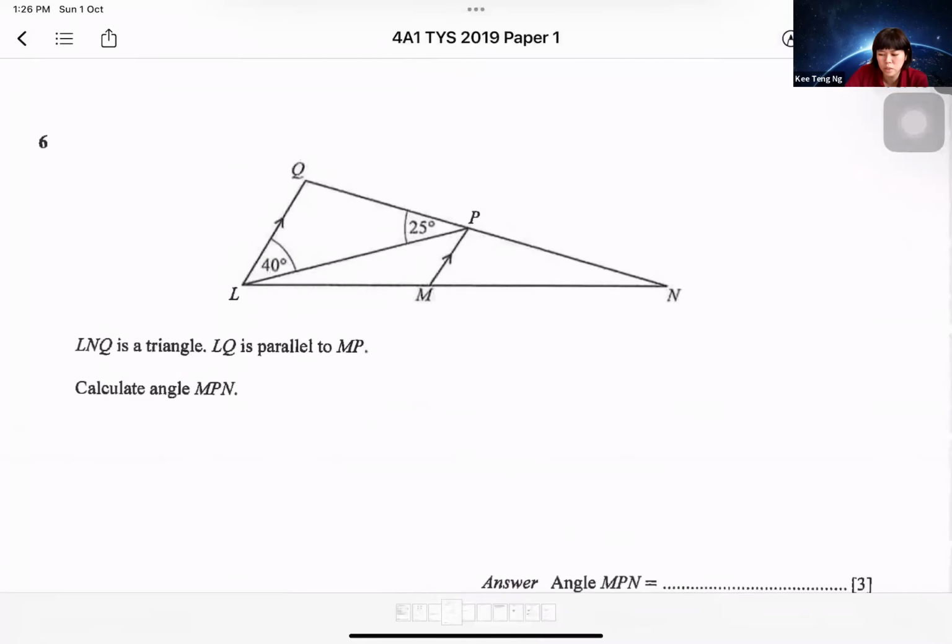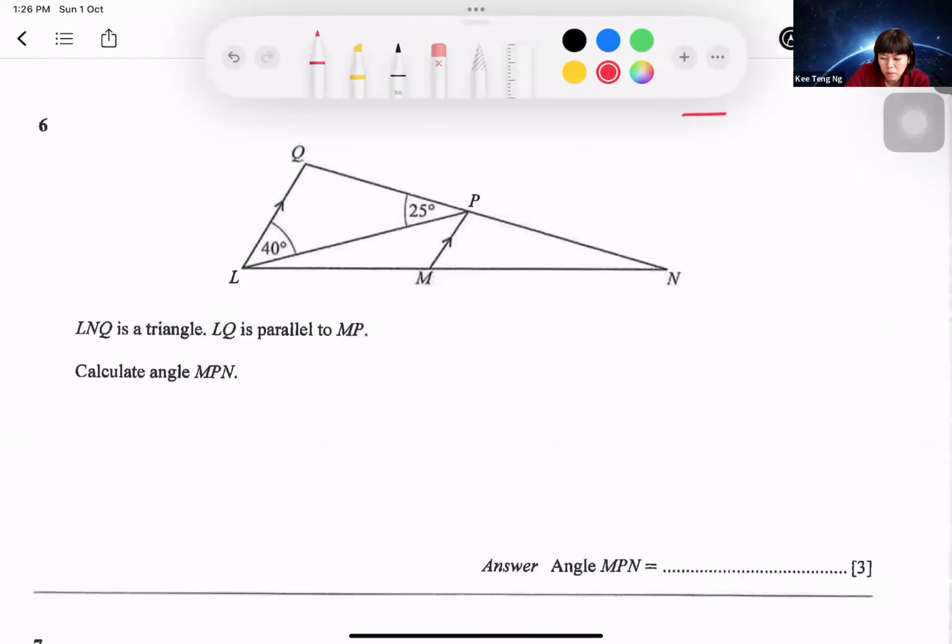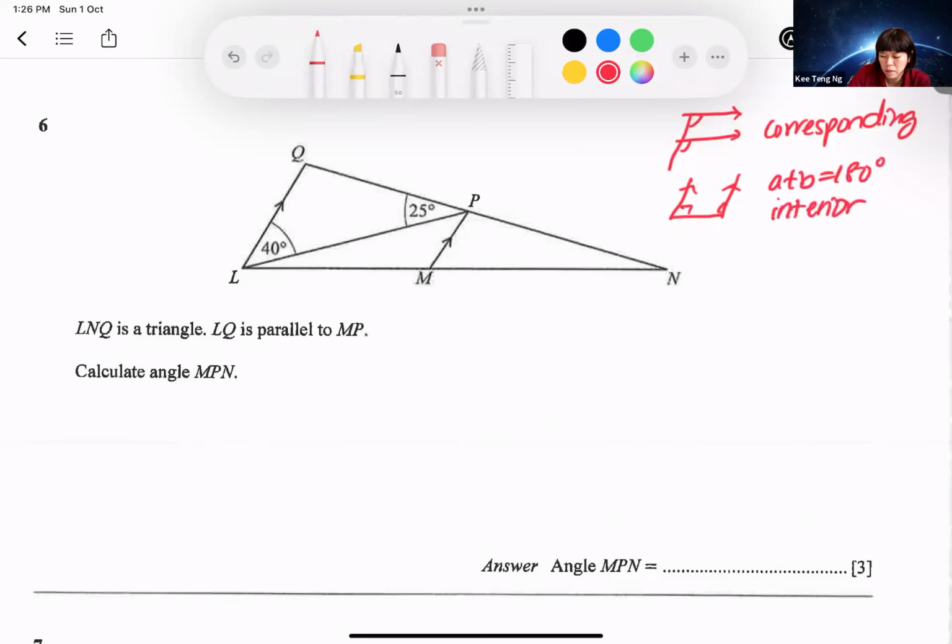Next question over here. This one, I like to repeat. My favorite, the letter F, corresponding angles. Letter U or letter C: A plus B equals 180. This is interior angles on parallel lines. Letter Z, this is alternate angles on parallel lines. Then last but not least is X, vertically opposite angles.